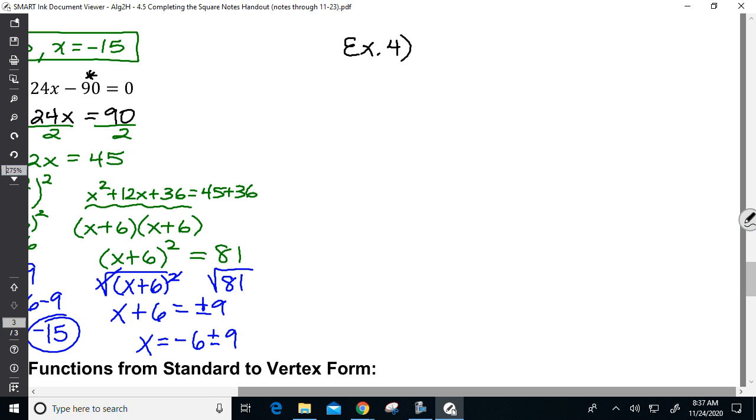Your bonus example has the following. Make sure I do this right: 2x squared minus 6x plus 5 equals 0. So it is going to have decimals in it, so I will warn you of that in advance.